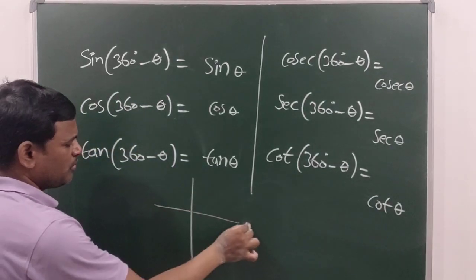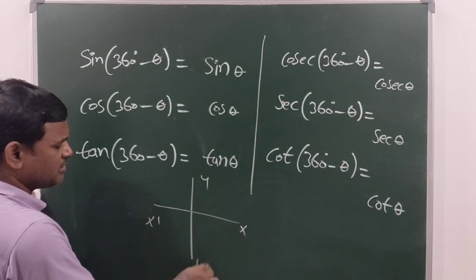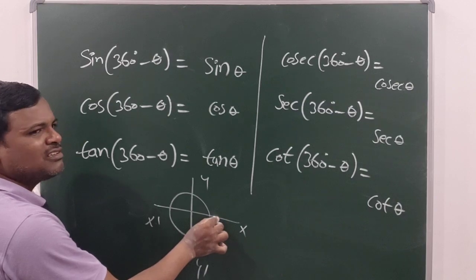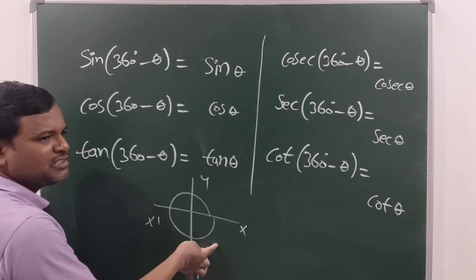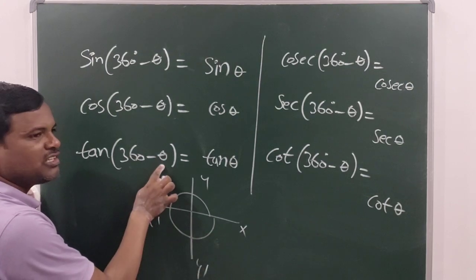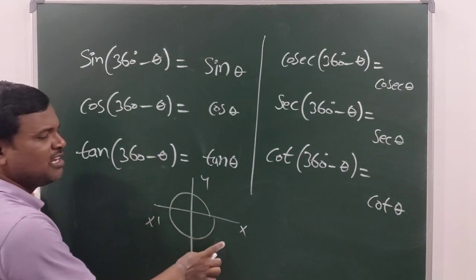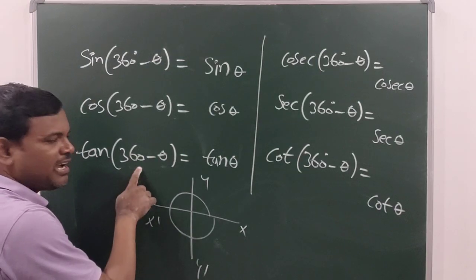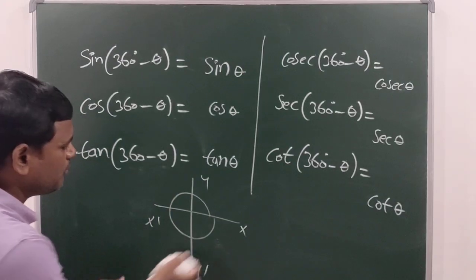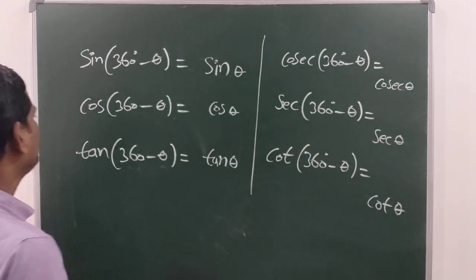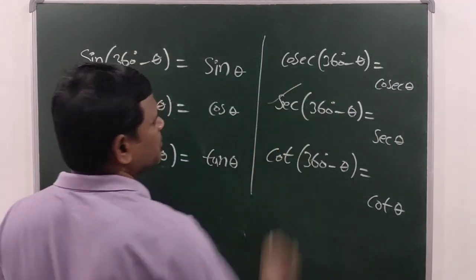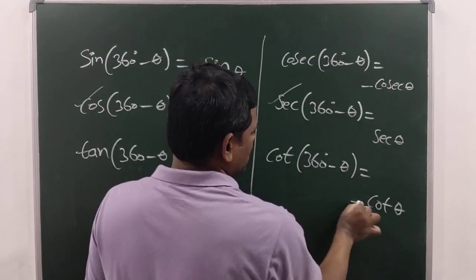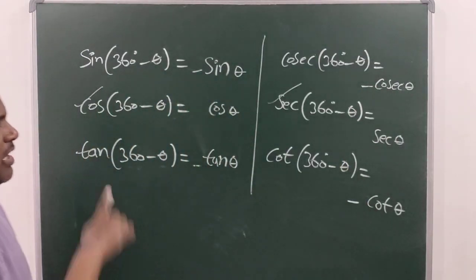360 minus means you know x dash, y dash. So here one rotation is completed. Means 360 covered by us, no? Now 360 minus theta. Minus theta means it belongs to the fourth quadrant, because we are subtracting from 360. Confirm that the angle belongs to the fourth quadrant. In the fourth quadrant, which are positive? So cos and secant are positive. Rest of them negative.